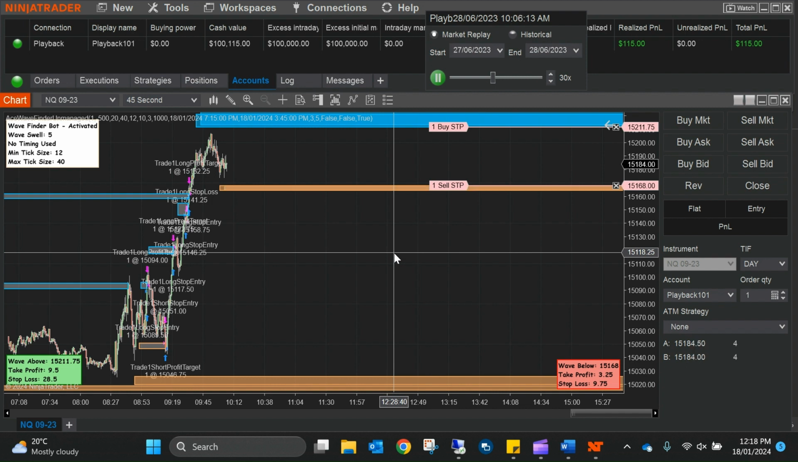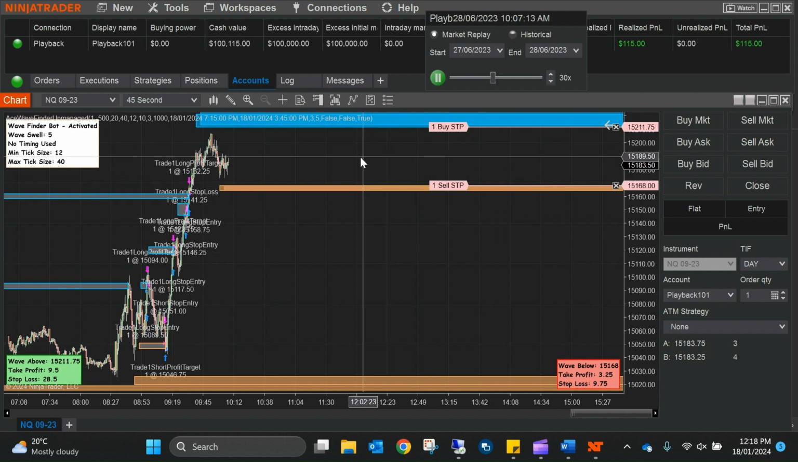You can see now there's a wave above. It's a bit of a consolidation in the period here. It's either going to break long or it might break short and take this wave here.